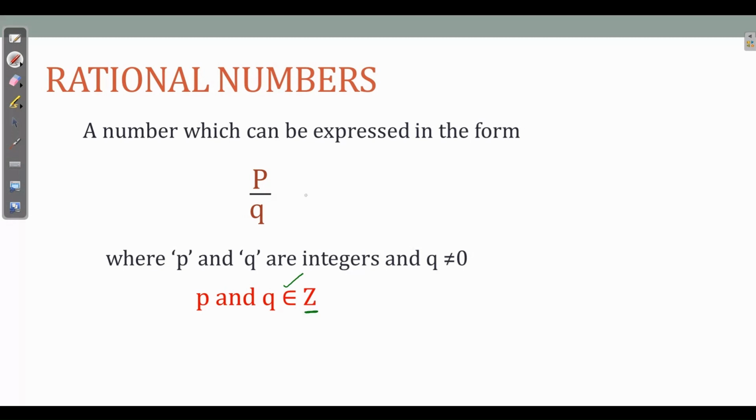Here p is called the numerator and q is the denominator. This denominator can never be 0 because anything divided by 0 is not defined. So this cannot be 0.